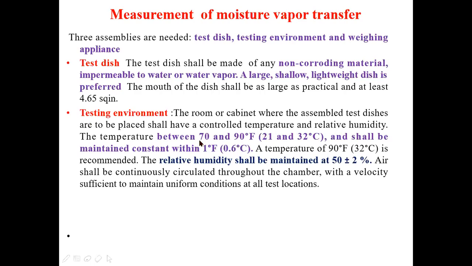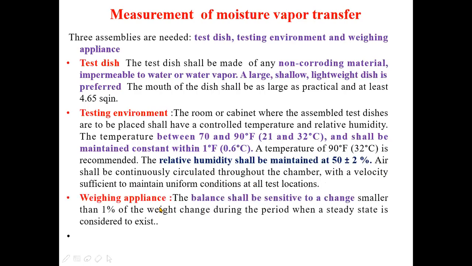The temperature should be between 70 and 90 degrees Fahrenheit. In terms of Celsius, it should be 21 to 32 centigrade, and shall be maintained within 0.6 degree centigrade. That means during and before the test, there should not be variation in the temperature. And the relative humidity should be maintained at 50 plus or minus 2%. And air shall be continuously circulated throughout the chamber with a velocity sufficient to maintain uniform conditions at the test locations.